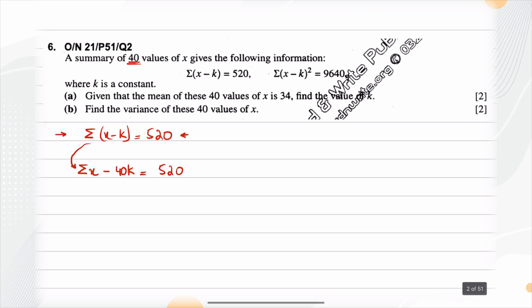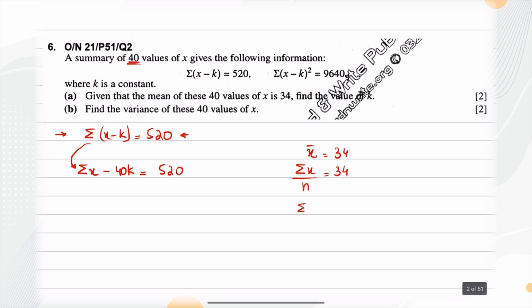Now let's see how we can use this equation to find the value of k. You can see that if somehow we're able to determine summation x, we should be able to solve for the value of k. If you read the question further, you have enough information to do exactly that. You're given that the mean of the 40 values of x is 34. Mean, as we know, of ungrouped or raw data is equal to summation x divided by the number of terms, and that according to the question is equal to 34.